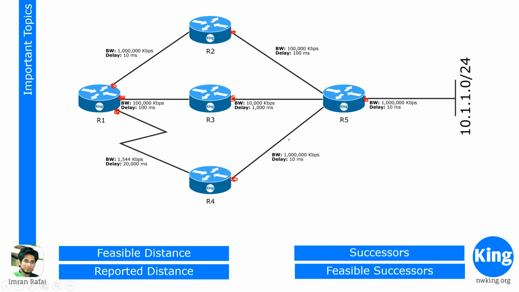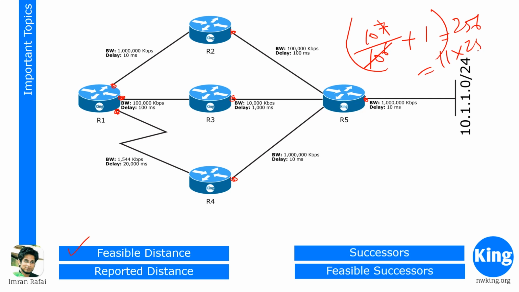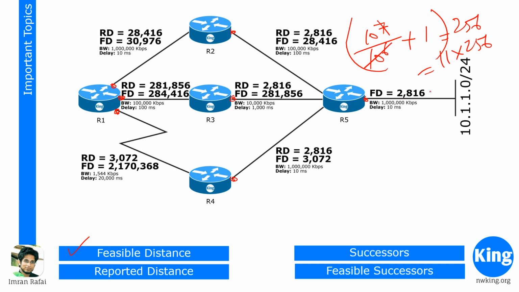So we need to first find the feasible distance. Feasible distance is the metric. Once you put in the formula, whatever you get is the feasible distance. So for this, using the formula, that would be 10 to the power 7 divided by 10 to the power 6, which is 10, plus delay of 1, since 10 microseconds in tens of microseconds is 1. If you remember the formula, this is multiplied by 256, so 11 into 256, which is nothing but 2816. That's the value of your feasible distance.